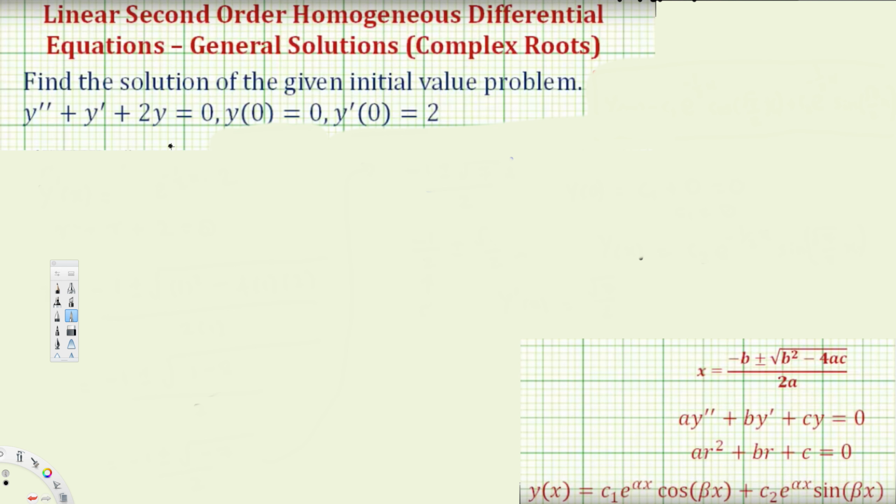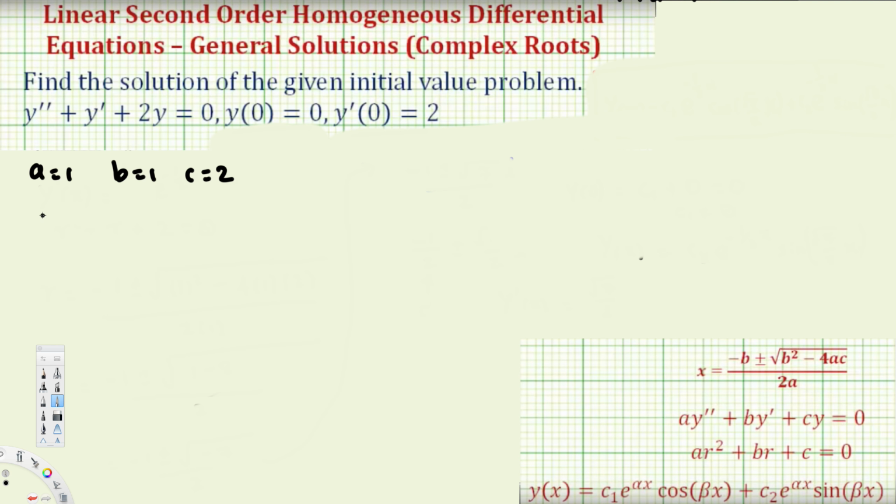When we have a linear second order differential equation with constant coefficients, we can use the characteristic equation to figure out our roots. To find this, first we have to find the a, b, c values. The a, b, c values are basically the coefficients of this differential equation. Here a is equal to 1, b is equal to 1, and c is equal to 2. Now we can write our characteristic equation.